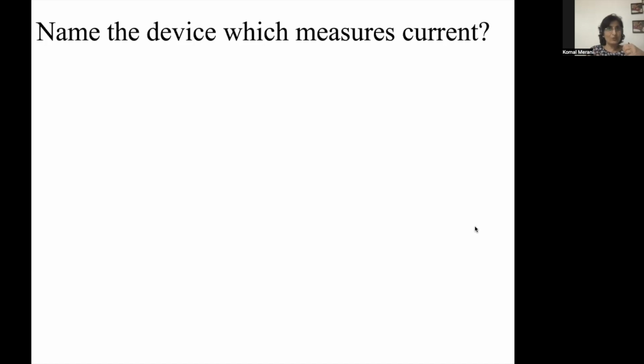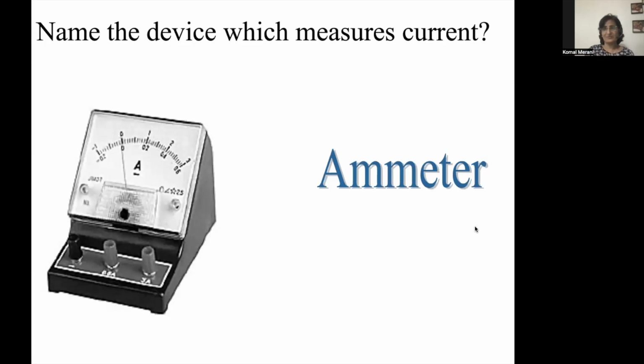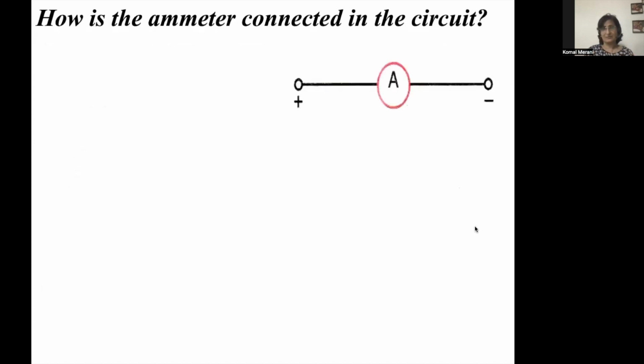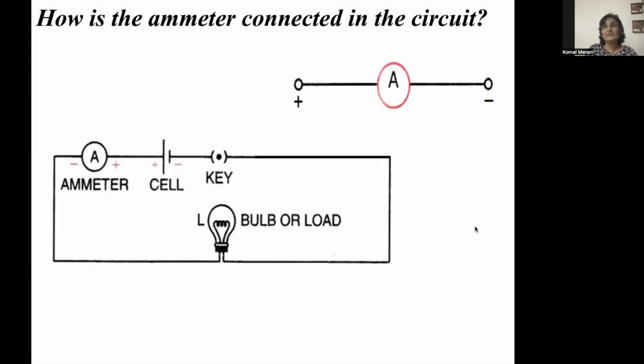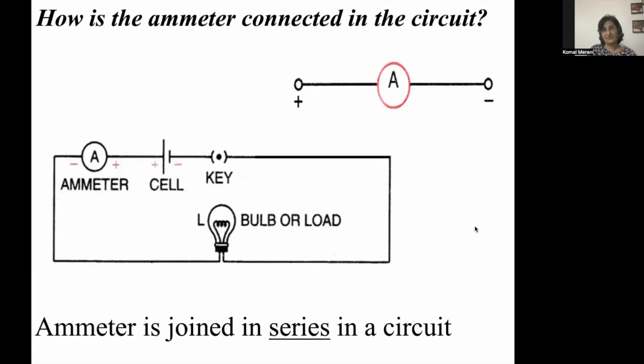Now, we know current can be measured. It is a physical quantity. But what is a device which measures the current? The name of the device is ammeter. So, now when you go into your physics lab and you need to take up an experiment, how do you connect this ammeter? You need to first show the circuit diagram before you connect. So when you draw the circuit diagram, the ammeter is joined in series in a circuit.